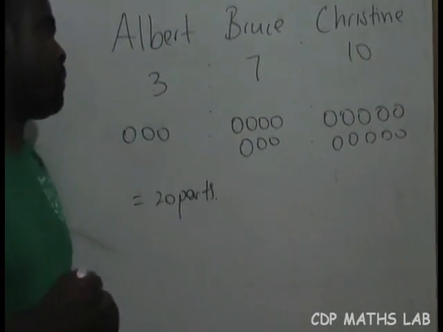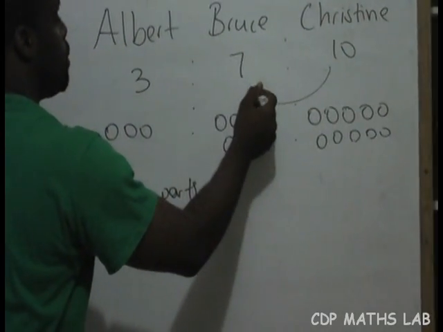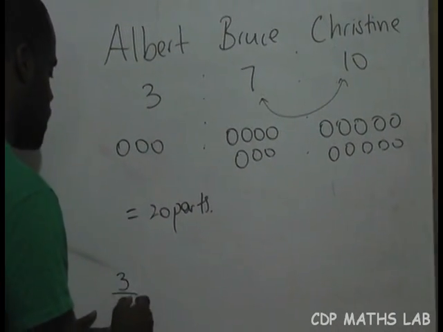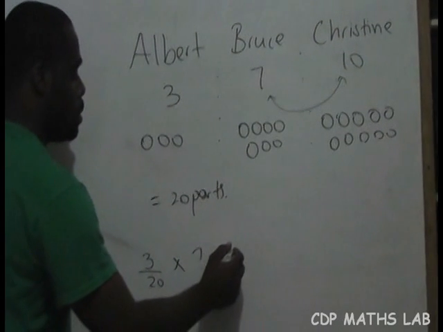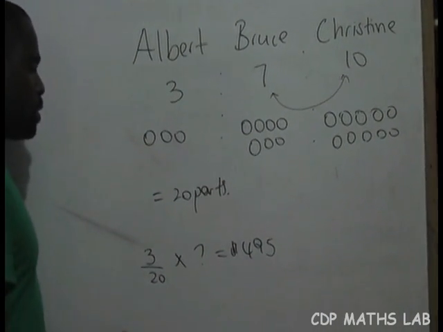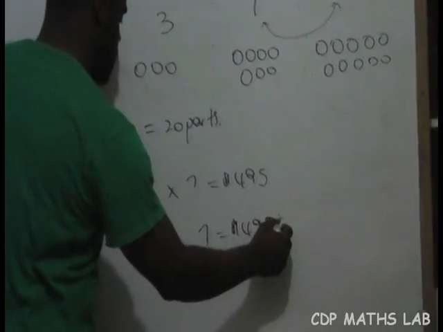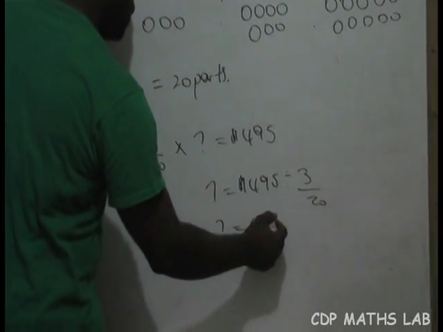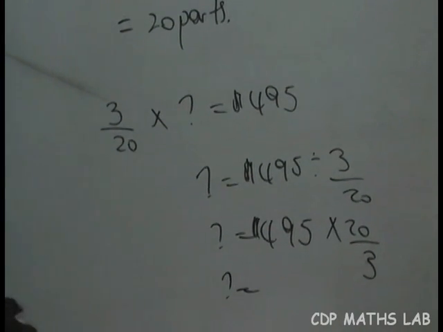Let us see. Now, I am thinking that that is so. If it is saying that Christine received 3 parts more than Bruce, so 7 from 10 is 3. So I'm going to say that 3 out of 20 parts times the sum of money, which you don't know, will be equal to that 495. We're just trying something, are we? Let's go. So therefore, this is equal to 495 divided by 3 over 20, and that is also equal to 495 times 20 over 3, and then that's equal to how many?